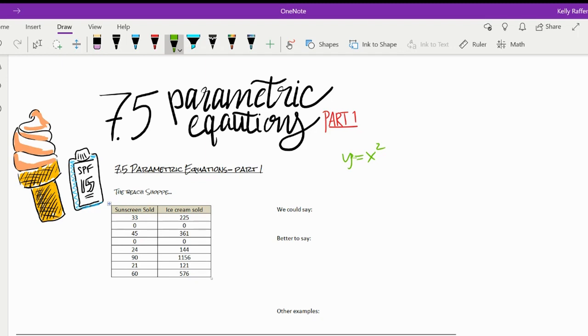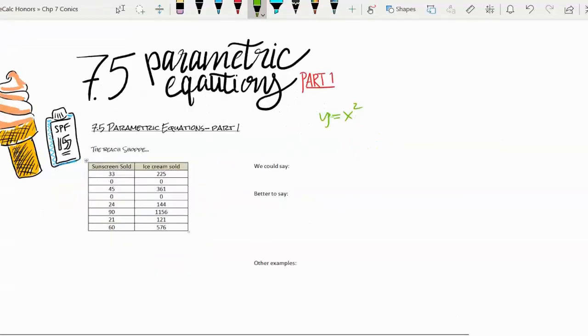But we never think about, well, maybe y just coincidentally happens to equal what x squared is, and there's something else going on here. A hidden factor, maybe you could think about. So thinking about that, I have this little scenario here, and I opened up a beach shop. Nice little beach shop. And I sold two main things at my shop: sunscreen and ice cream. You could check out this little chart for a minute.